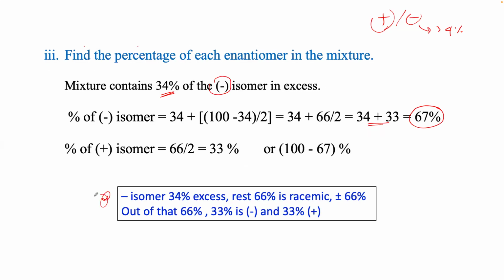Yes, the 5.1 rotation. So all the rest, 100 minus 34, 66%, should be racemic. So racemic means that 66% should be plus and negative, and so you divide that by 2. So then 33% negative and 33% positive. And then the total negative isomer should be 33 plus the excess 34, and it is 67%. And the rest will be the positive isomer, which is 33%. Okay?